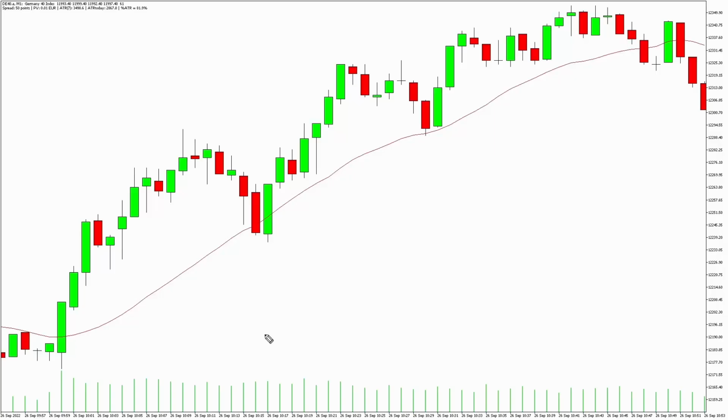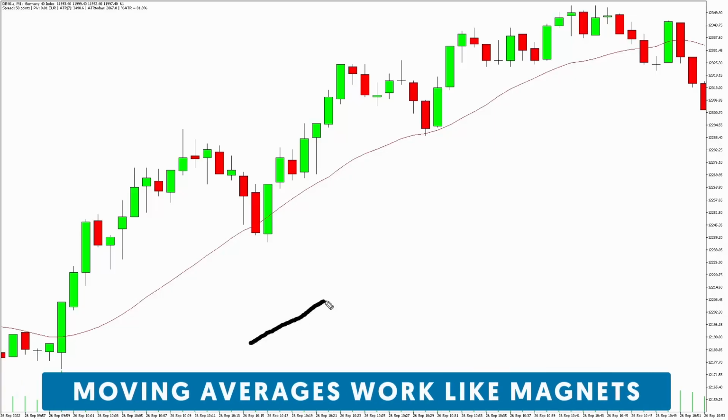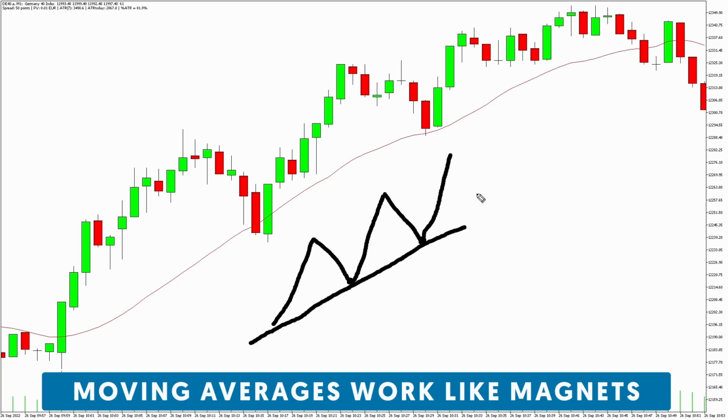Moving averages work like magnets. When we are on an uptrend, the price will tend to jump on the moving average and then make another leg to the upside, making new highs. It jumps on the moving average and makes another leg to the upside, making new highs.